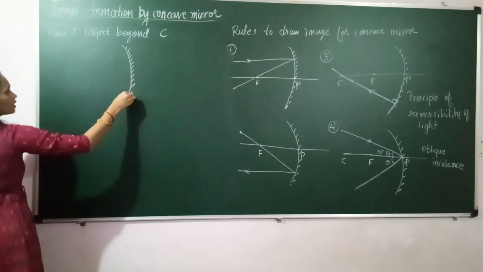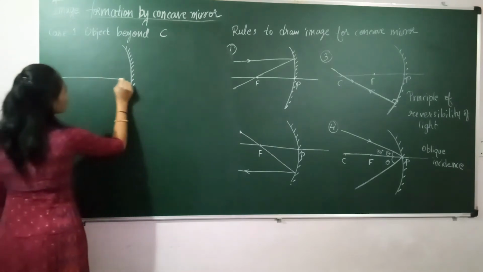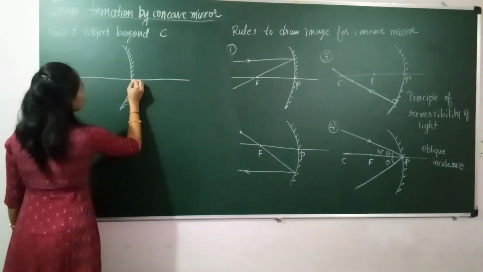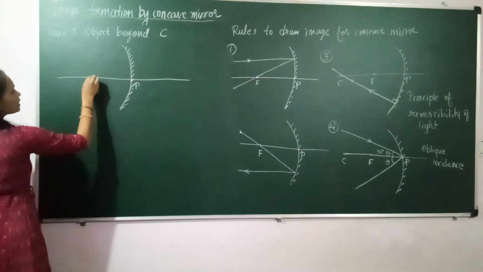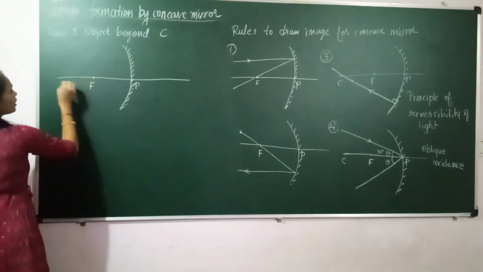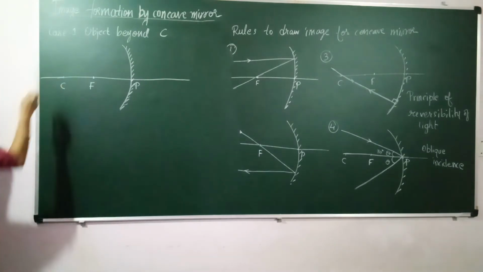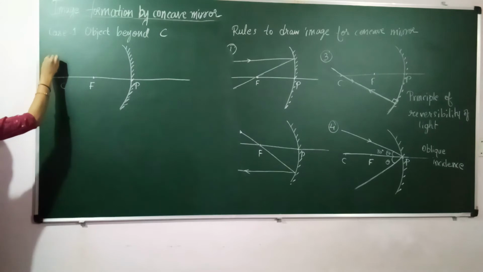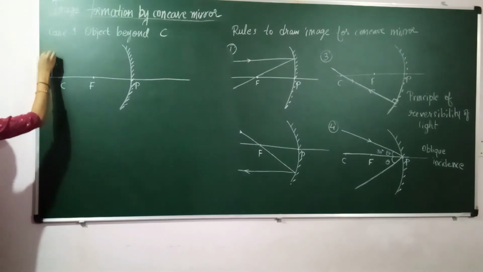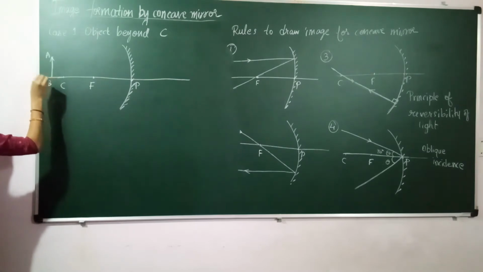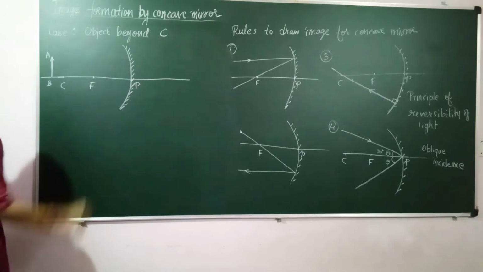So we will first draw the concave mirror. This is our concave mirror, and we will draw the principal axis and we will mark the pole P. This is our focus point. This is our center of curvature, and next here we will place our object. This is our object, and we will represent the head as A and the end as B.